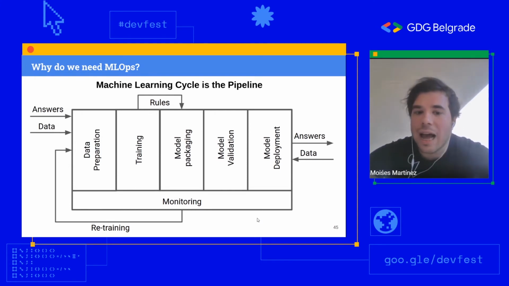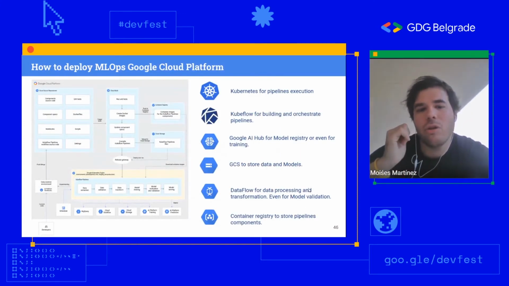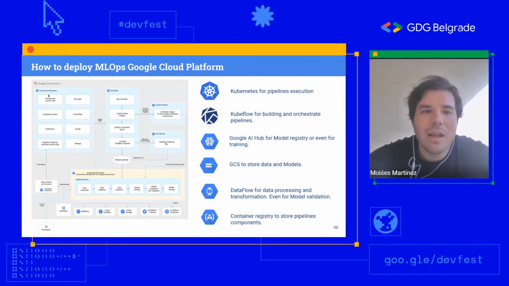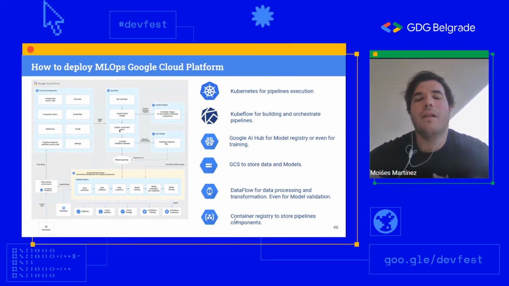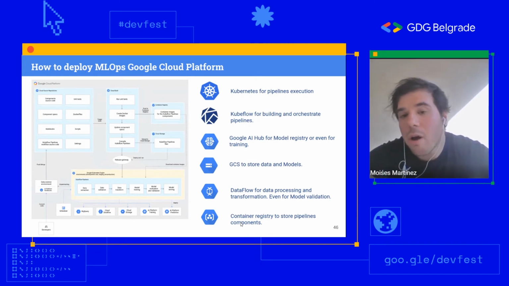And now, our systems have to retrain the models to generate new rules and update all of this in an automatic way. Okay. To do this, we are going to do something like this. This is the typical diagram that Google recommends to deploy a machine learning program, and these are the technologies that Google recommends to use.